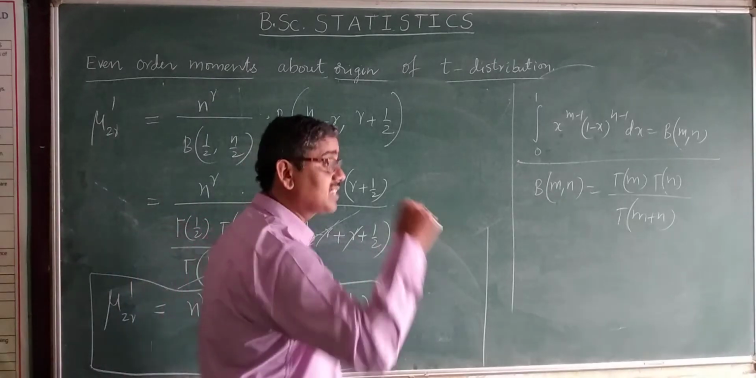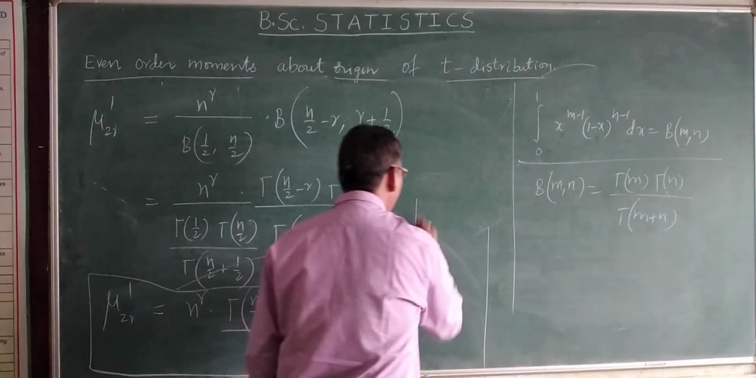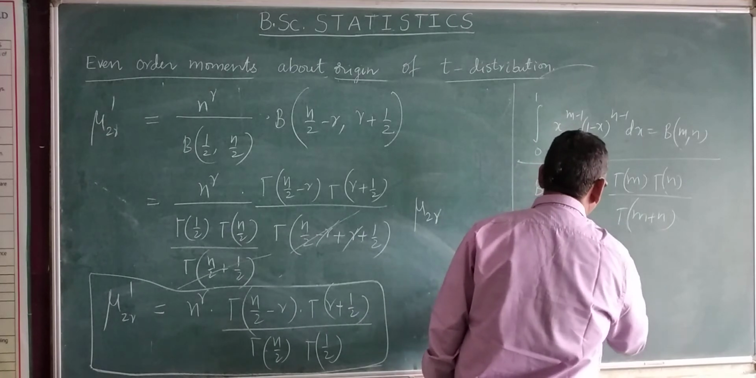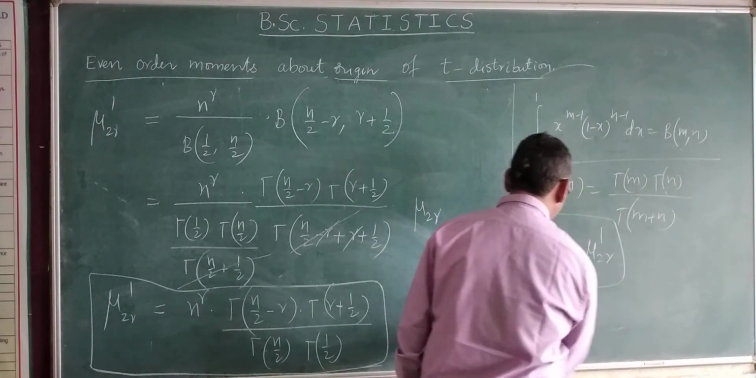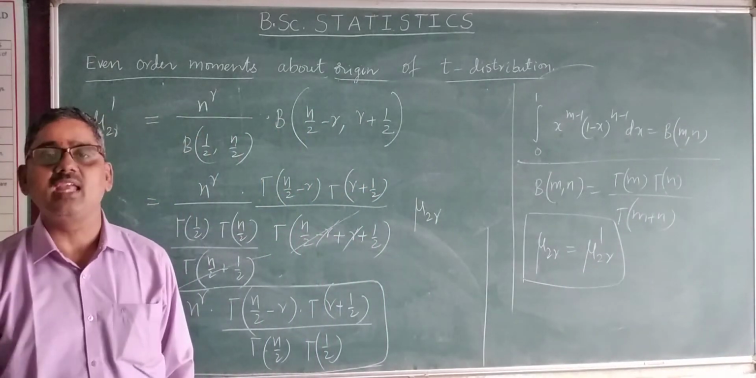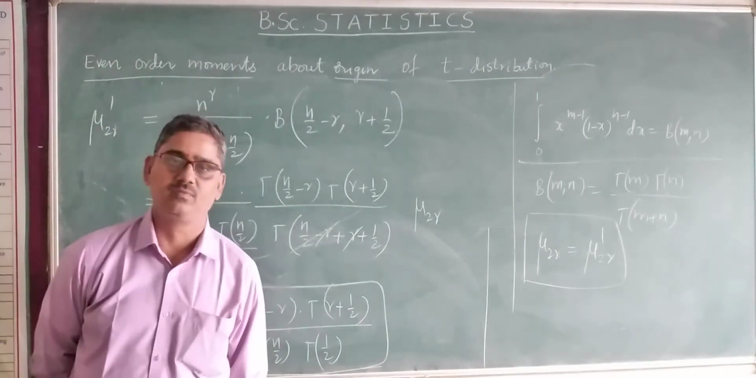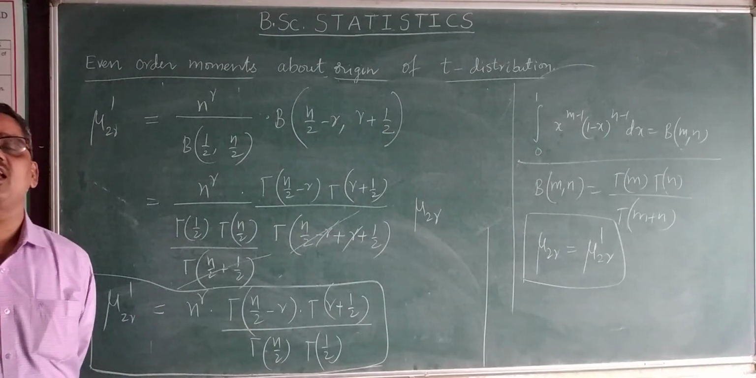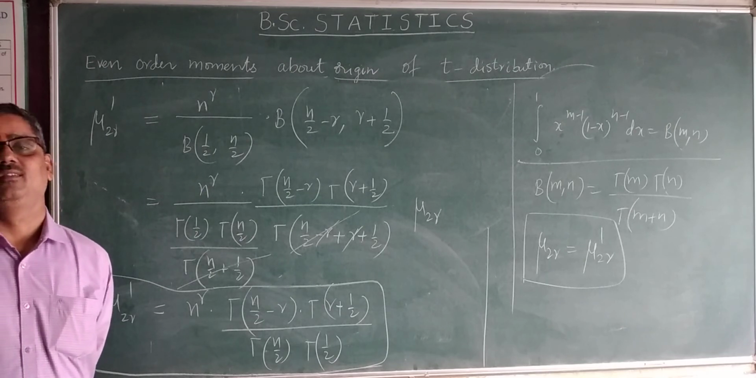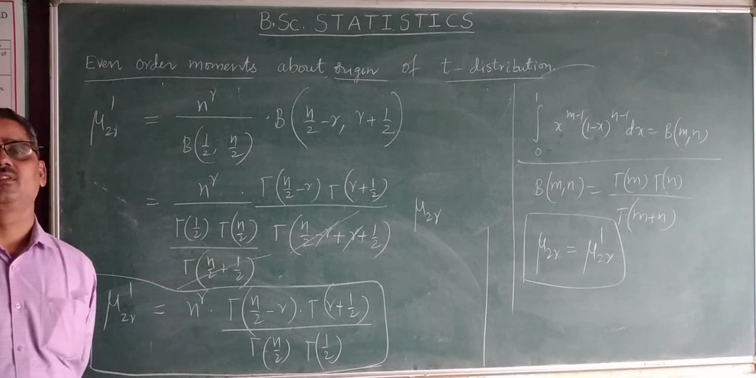Therefore, because of the previous assumption that the mean of the T distribution is 0, mu 2r can also be written as equal to mu 2r dash. The reason why the moments about origin and moments about mean are both equal is that x bar, the mean, is 0 for the T distribution. Alright, this is the value of the even order moments about mean as well as about origin, right? So we have calculated for origin. You understand?